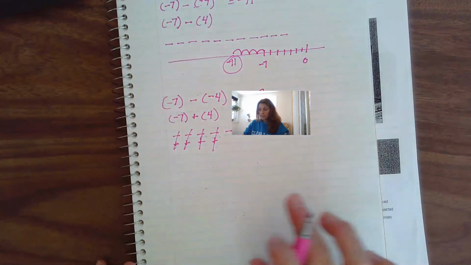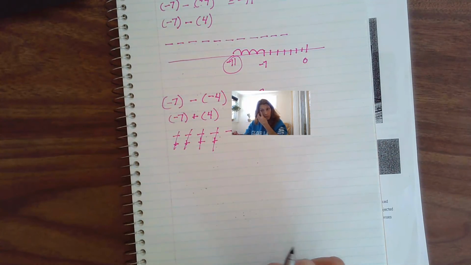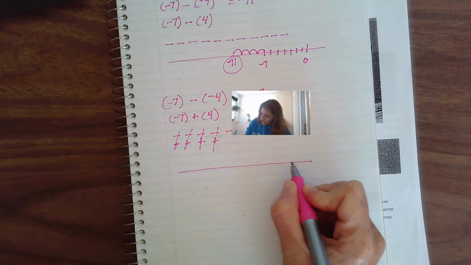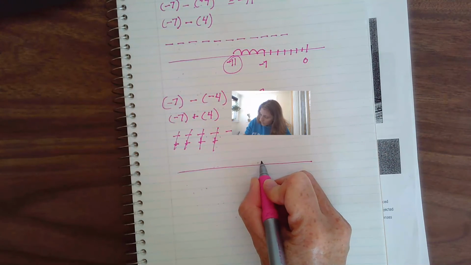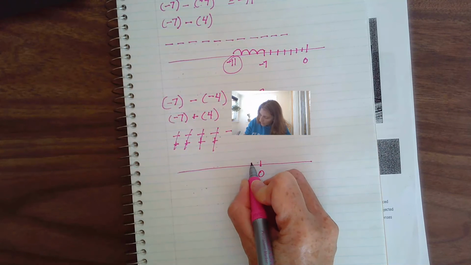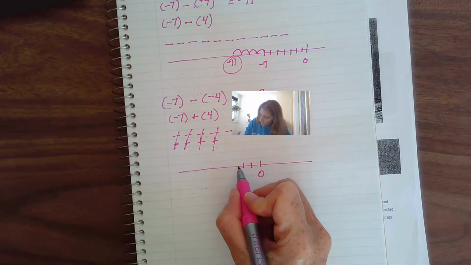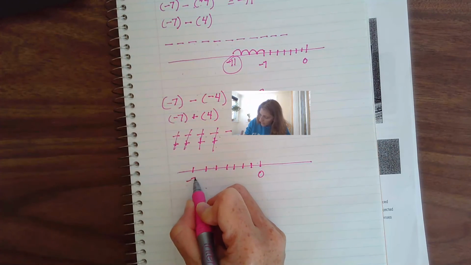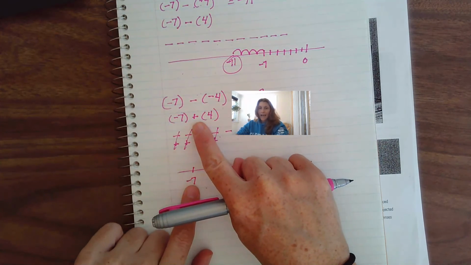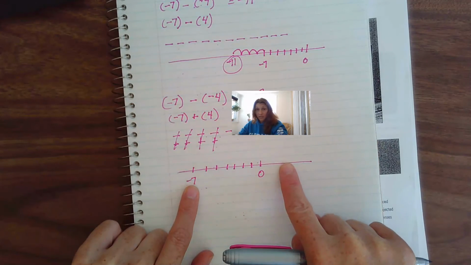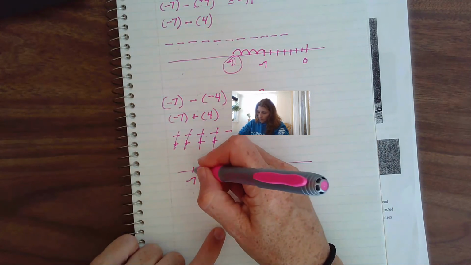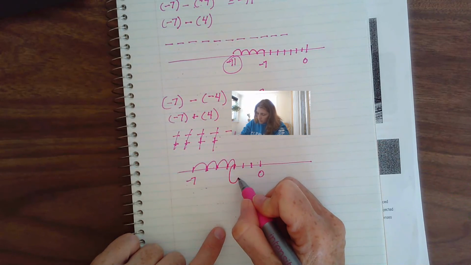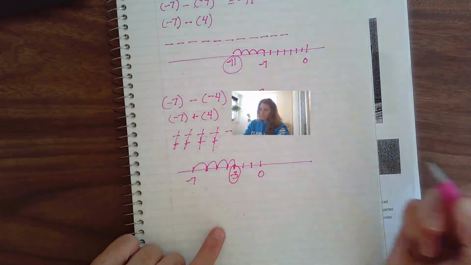If you don't like using this model, use the number line model. Okay, here's 0. We'll go to -7. 1, 2, 3, 4, 5, 6, 7. -7. Add, so that means you're going to increase on here, 4. 1, 2, 3, 4. We end up right there, -3.